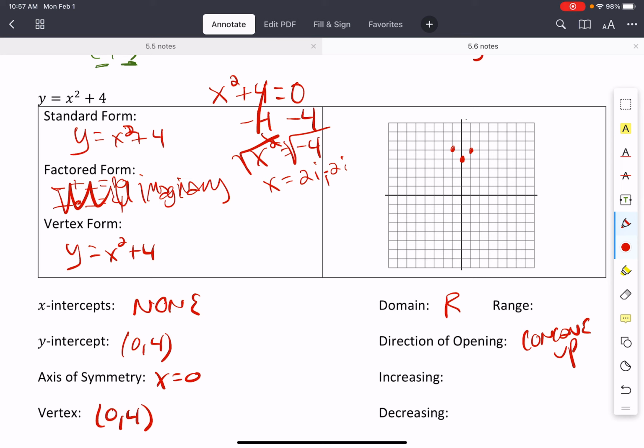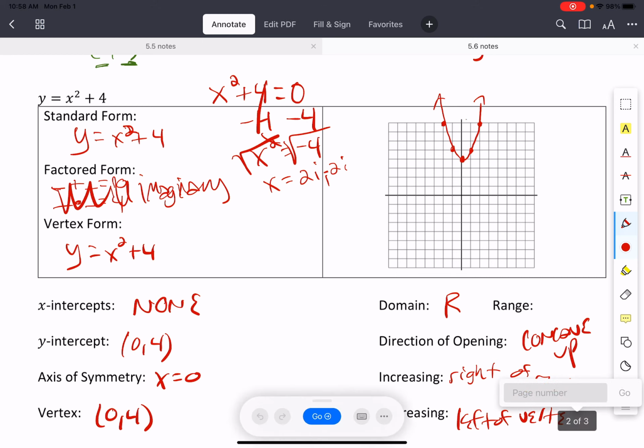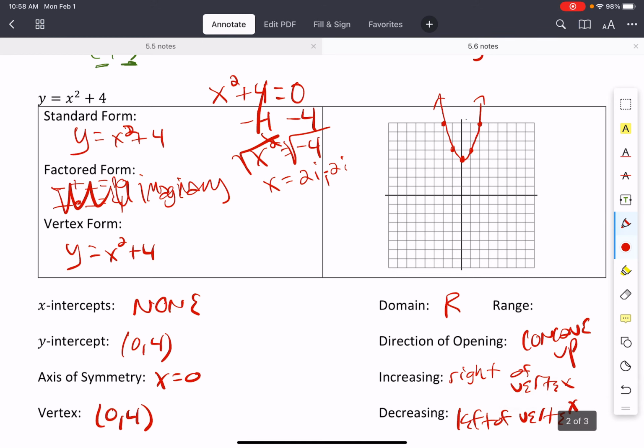Brandon? Perfect. (2, 8) is correct. So there's my graph. Increasing right of vertex. Decreasing left of vertex. And then my y is greater than or equal to 4. Questions?